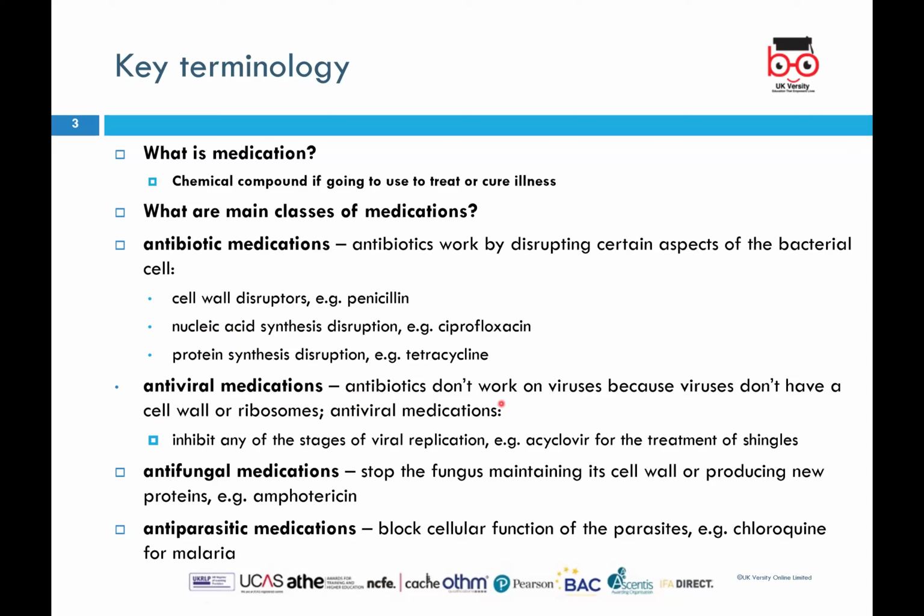So there are antiviral medications, which inhibit or stop any stages of viral production, replication. Acyclovir is for treatment of shingles, or chicken pox. Okay, so it's a viral infection, caused by a virus. That is one antiviral that you can give for the treatment.